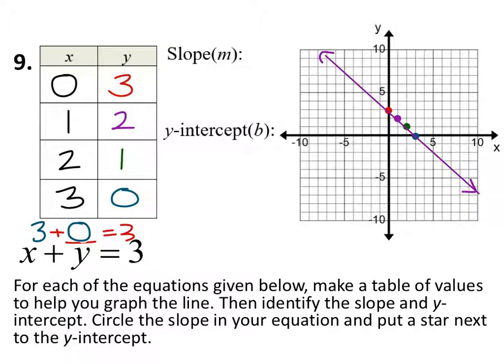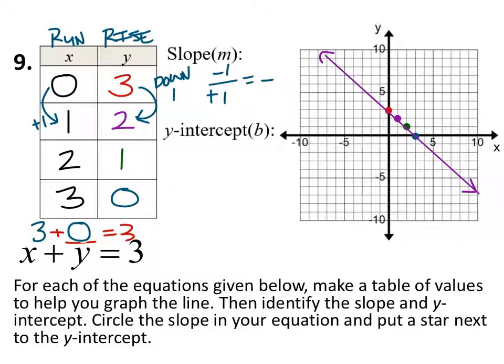The last thing we got to do on this one is figure out the slope, but it's not the coefficient of x in this one because it's in a different format. So to find the slope on this one, I'm going to look at the table and figure out the changes, remembering that y is the rise and x tells us the run values. So if I went from 3 to 2, that would be down 1 for the rise. So I have a negative 1 over the run, which is to the right 1. That's a positive 1. And negative 1 divided by 1 is negative 1.